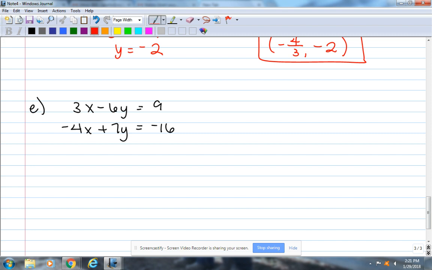All through Algebra 2. All right, so the smallest number that 3 and 4 both go into is what? 12. So we're going to make one of them positive 12 and one of them negative 12. And since they're already opposite signs, we can just multiply by positive numbers, and that's easy. So what times 3 makes 12? 4. So we're going to multiply the top row by 4. What times negative 4 makes negative 12? 3.